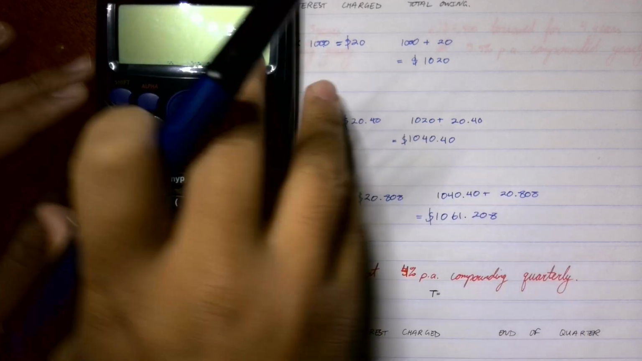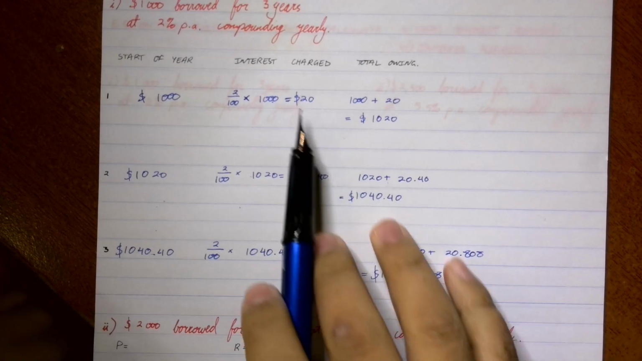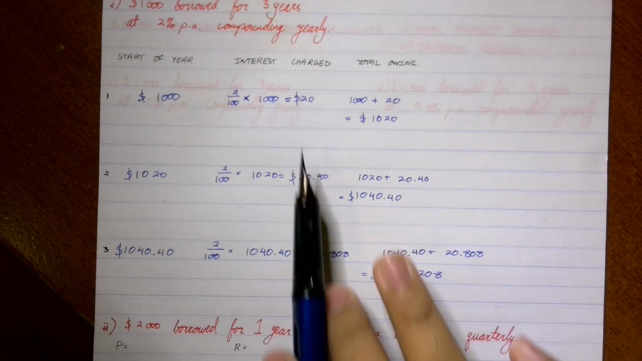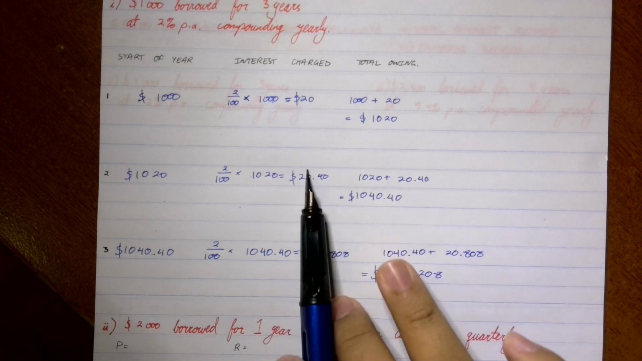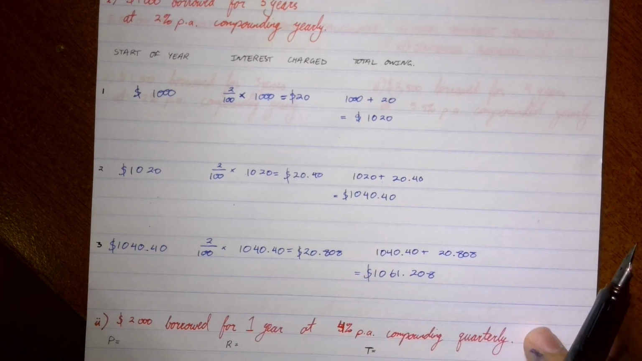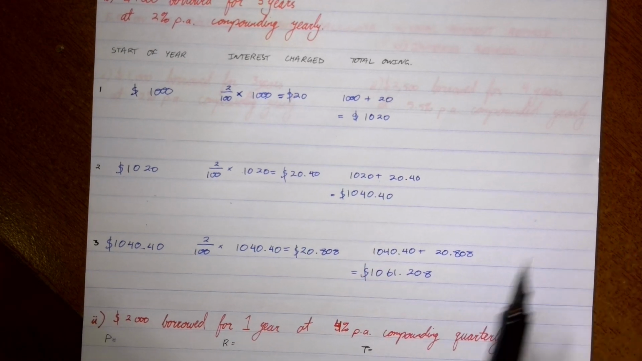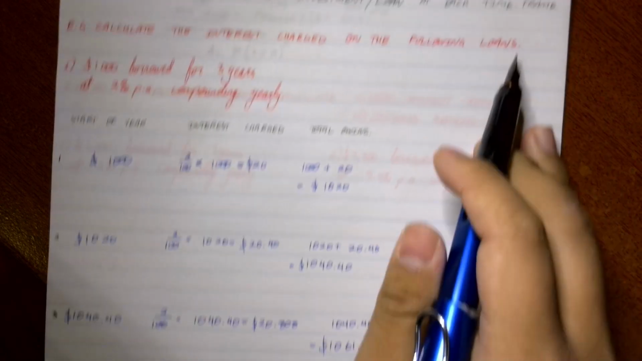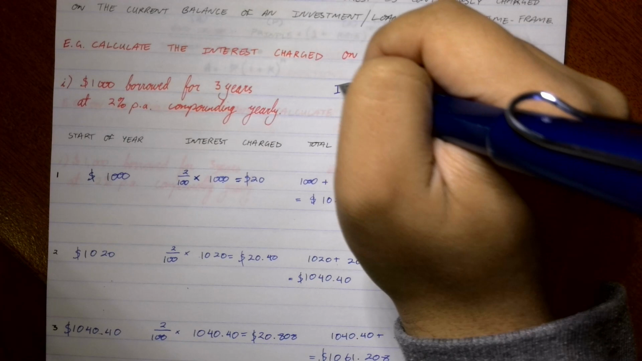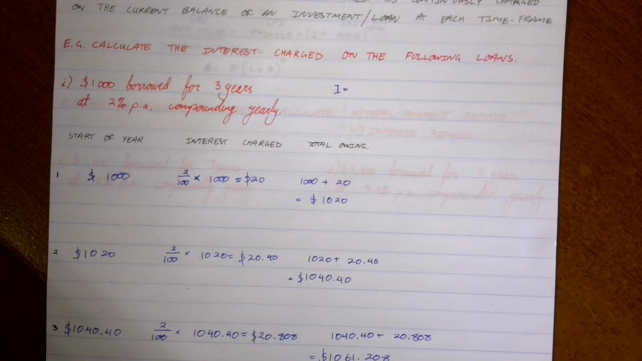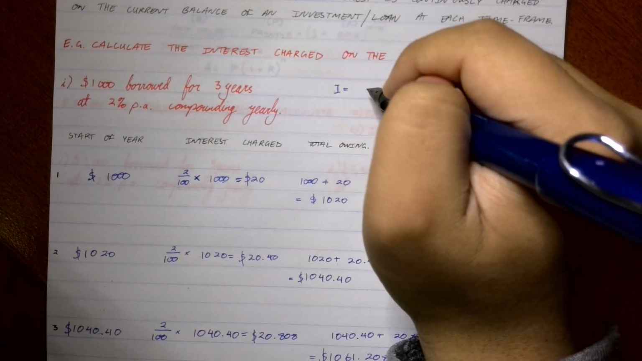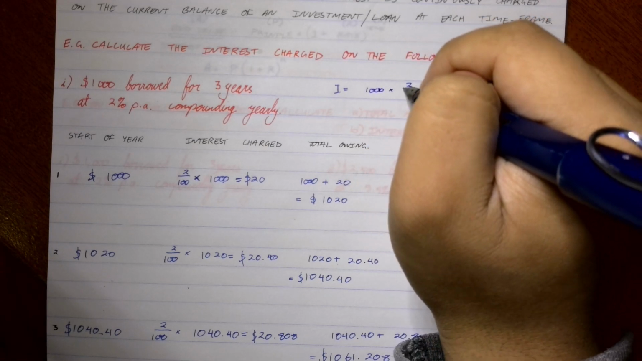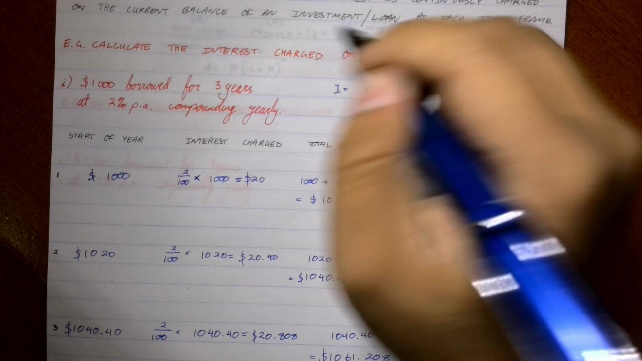Notice how the amount of interest that we get is increasing by a little bit each year. Now, I'm going to demonstrate to you what happens if we just do it using the simple interest formula. So, in this one, interest equals principal times the rate, 2 over 100, times 3 years.